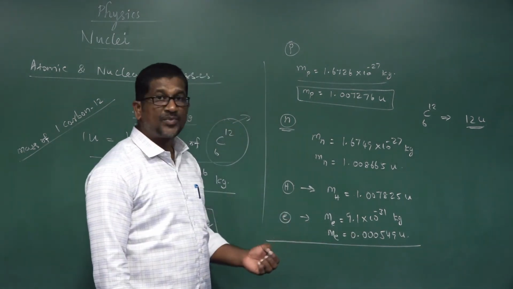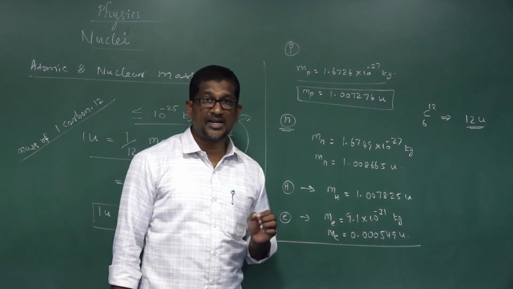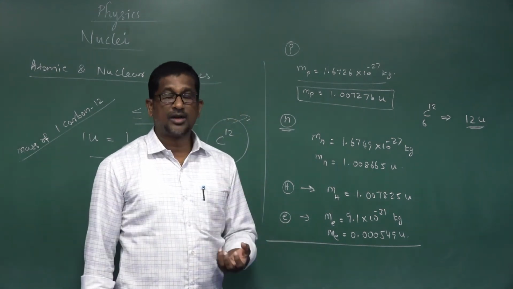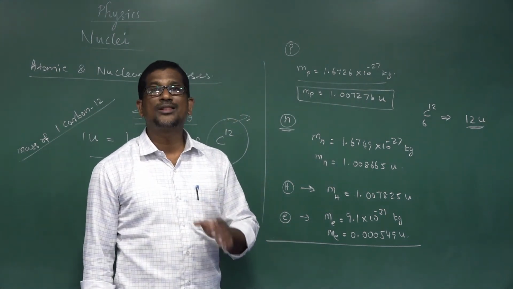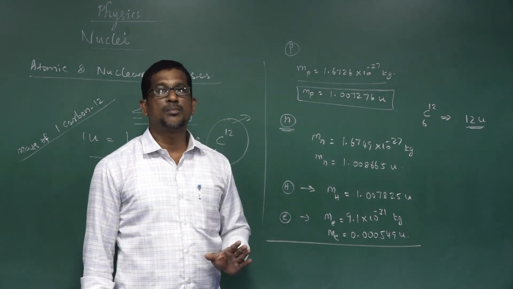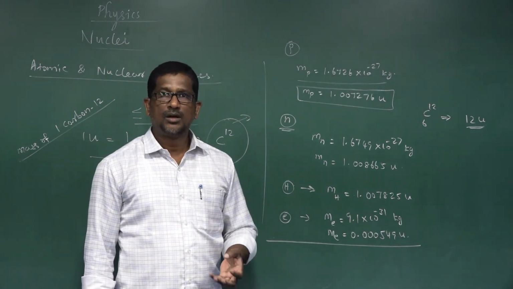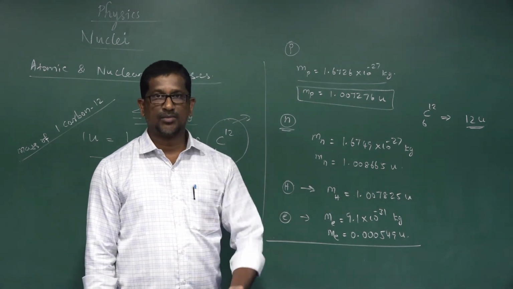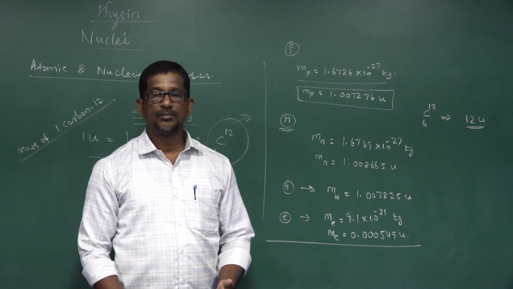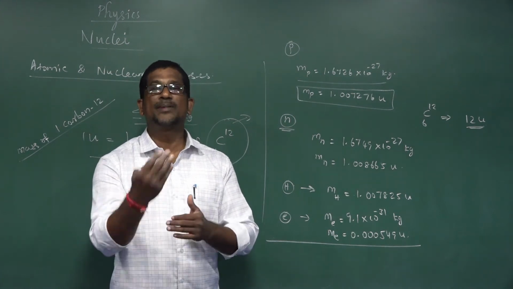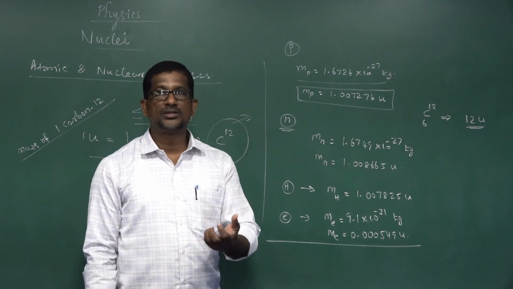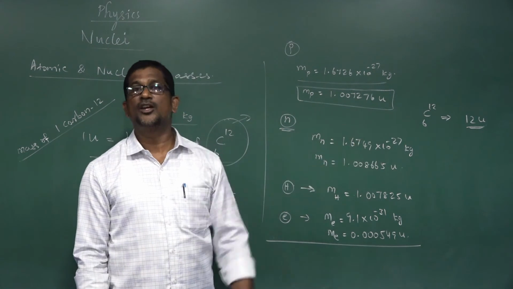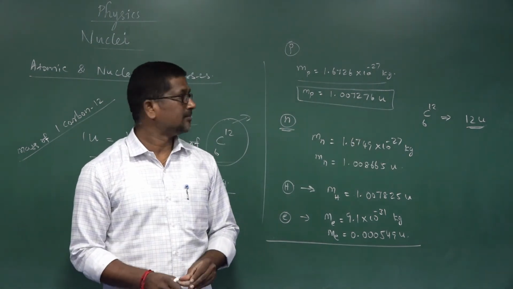So what is u? Atomic mass unit. What is meant by atomic mass unit? Atomic mass unit is defined as 1/12 of mass of a single carbon-12 atom. What is the use of atomic mass unit? To express nuclear mass in nuclear physics, because it is very convenient to express the nuclear mass in this unit other than kilogram.